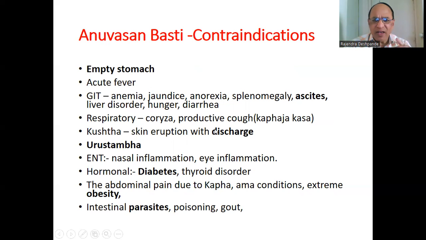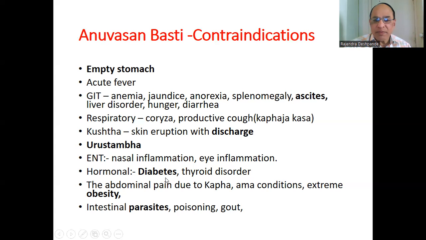Respiratory problems like coryza, productive cough, kaphajakas, kushta. Here specifically kaphajakas. In vatajakas, you can give a little Anuvasana Basti or Matra Basti, no problem, especially vatajakas and constipation. Then definitely you can give Matra Basti. Kushta, whenever there is skin eruption with discharge, don't give Anuvasana. Then Urustambha, then ENT, nasal inflammation, eye inflammation. I'm sorry, here Urustambha is not a frozen shoulder, it's a slip of the tongue. It's related to some thigh stiffness.